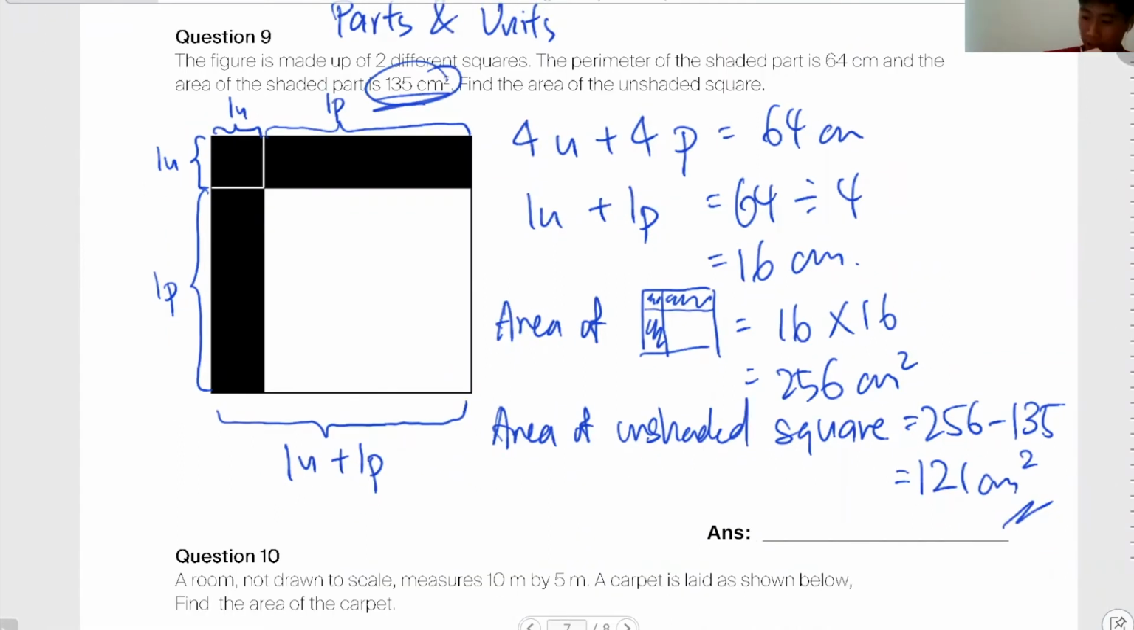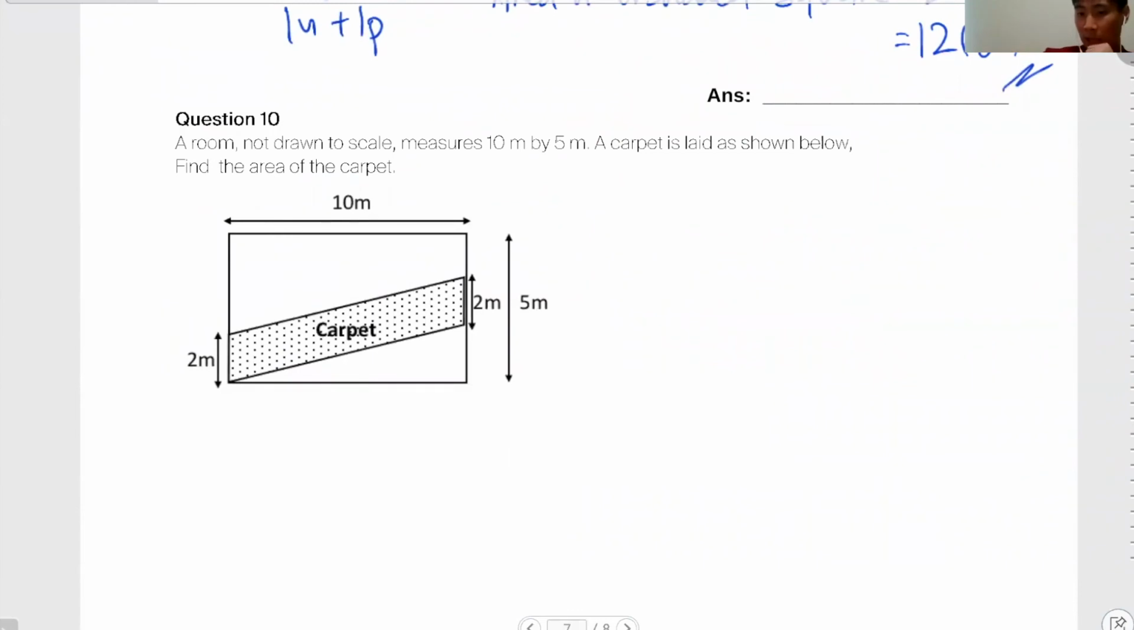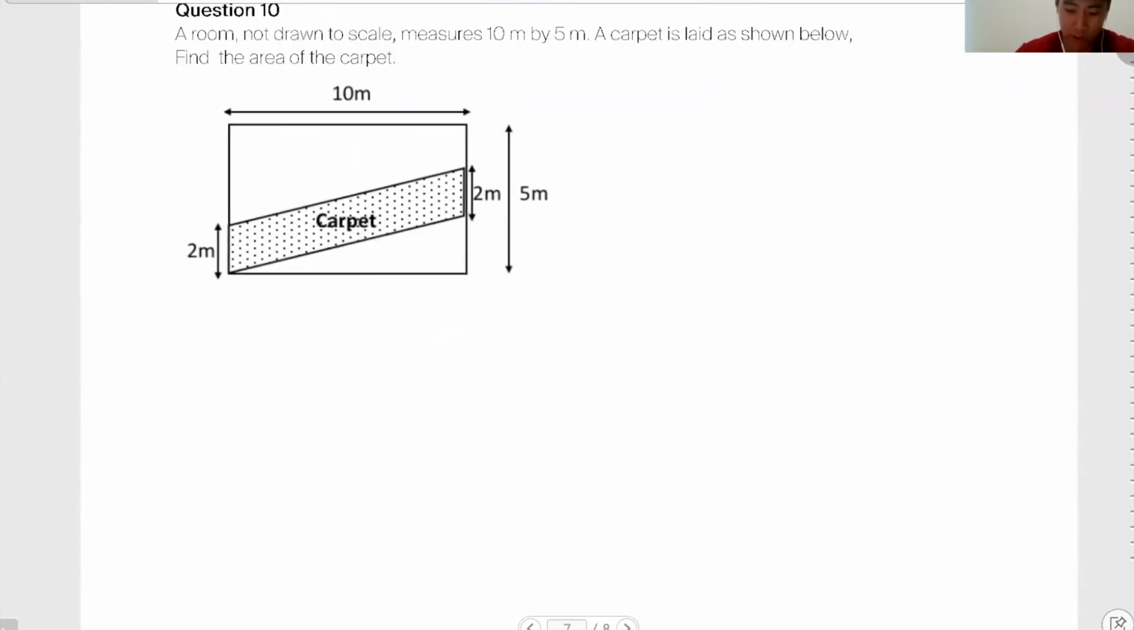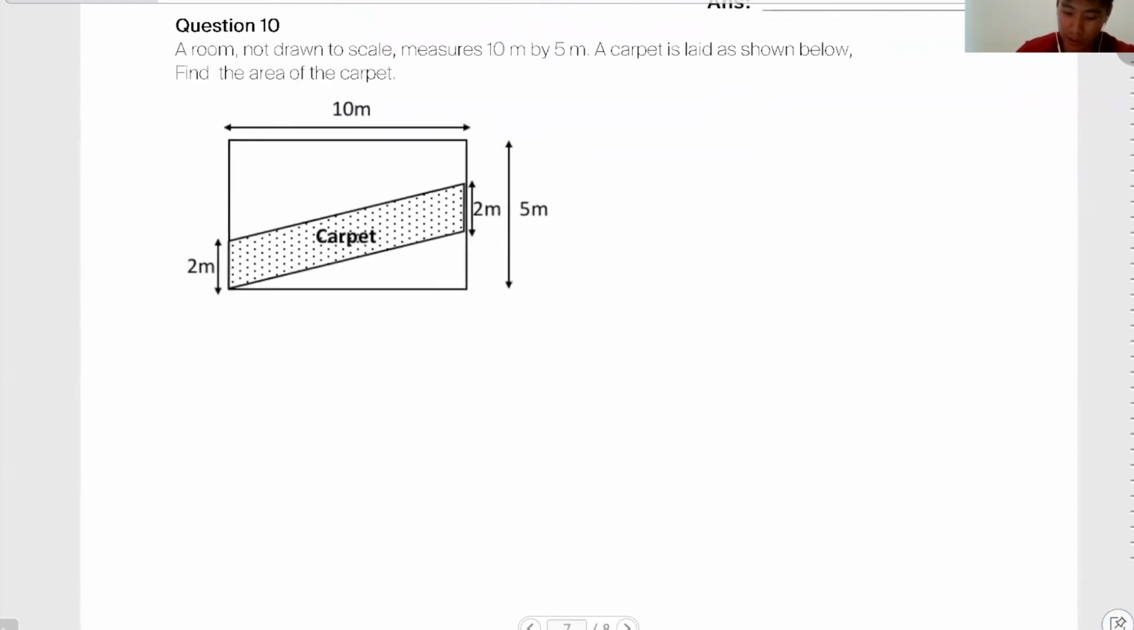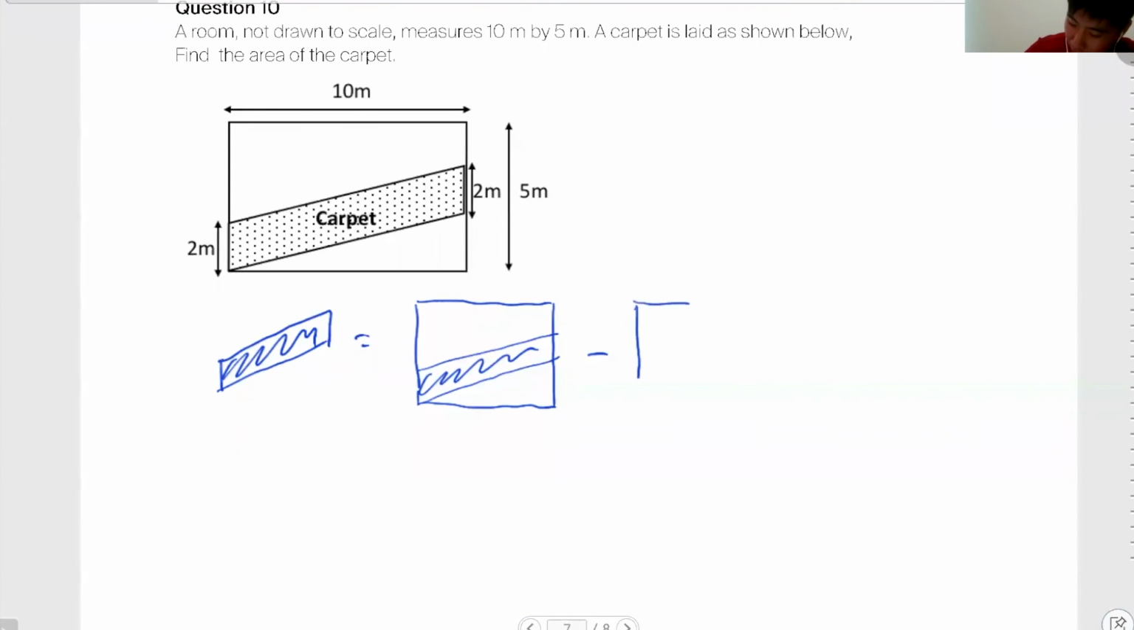Very good. Now, the subsequent questions are not difficult, right? But I want to explain how you're supposed to solve such questions. This is how I want you guys to try and solve this question. Okay, I want you to imagine, right? Okay, area of carpet, right, is actually the whole thing minus, imagine I remove the carpet, okay, and then I close the shaded, the top and the bottom together.